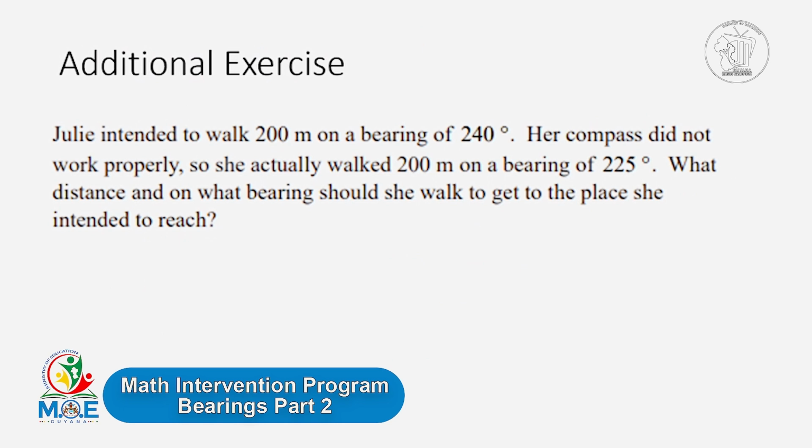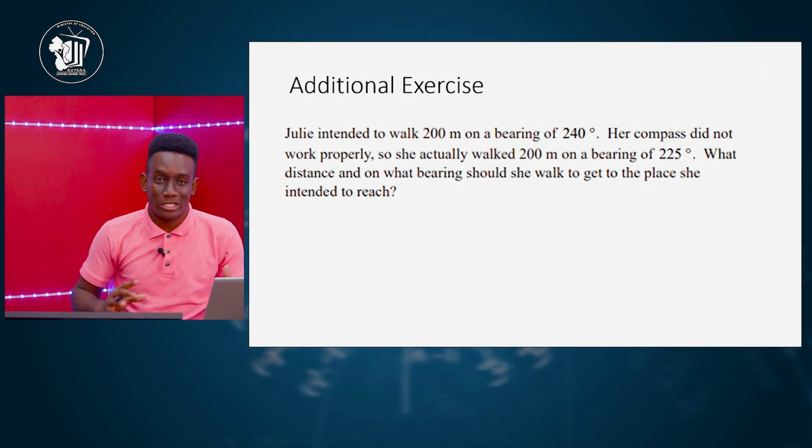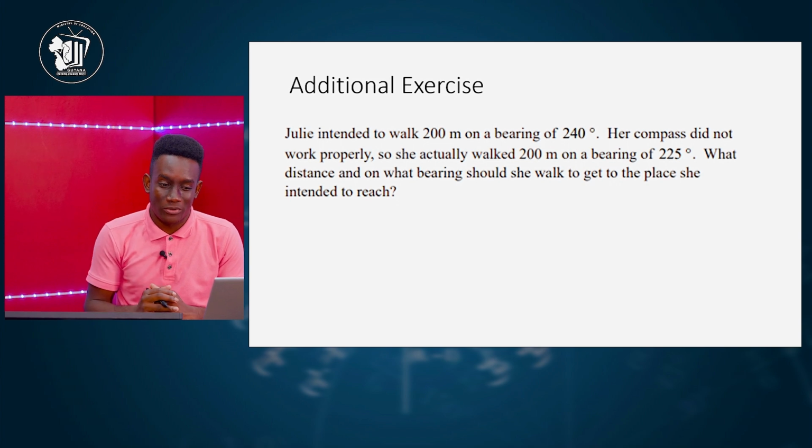Julie intended to walk 200 meters on a bearing of 240. However, her compass did not work properly, so she actually walked 200 meters on a bearing of 225 degrees. What distance and on what bearing should she walk to get to the place she intended to reach? So draw your diagram first of all, label correctly, put in all the angles that you know and all the angles that you can find, and then answer this question from the diagram that you draw. With that, this has brought me to the end of bearings.